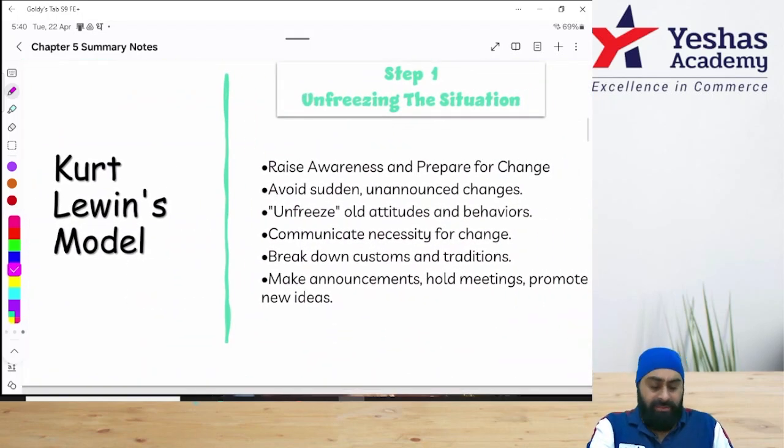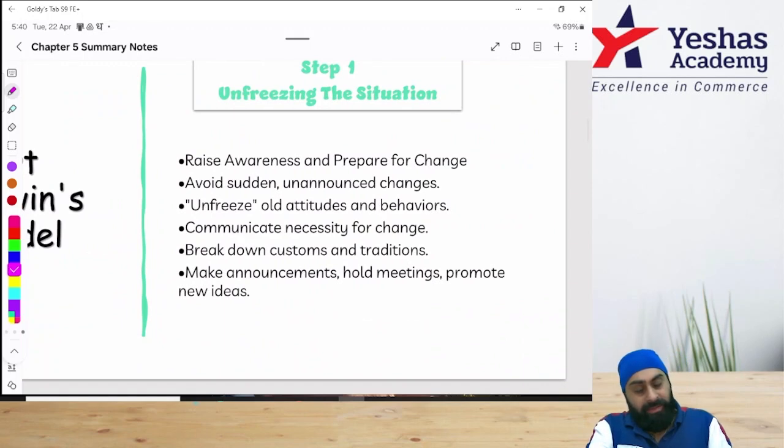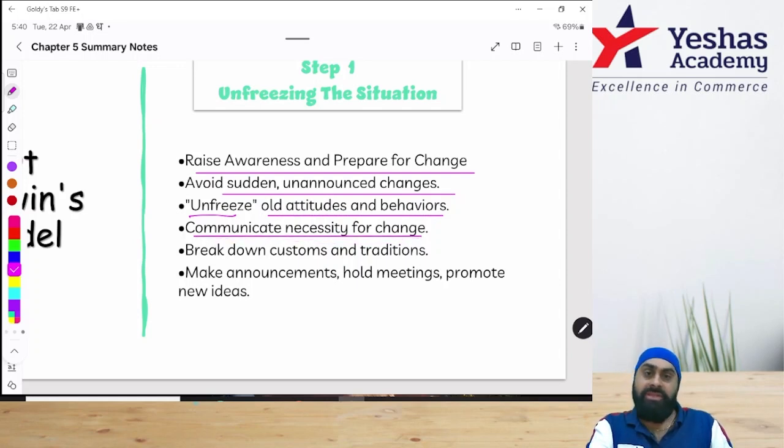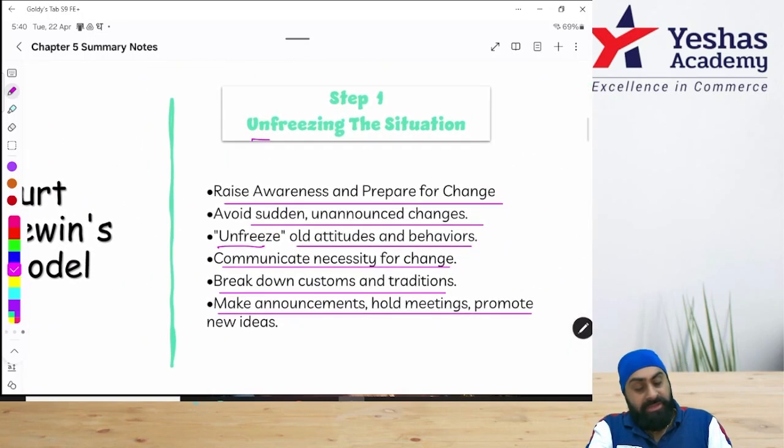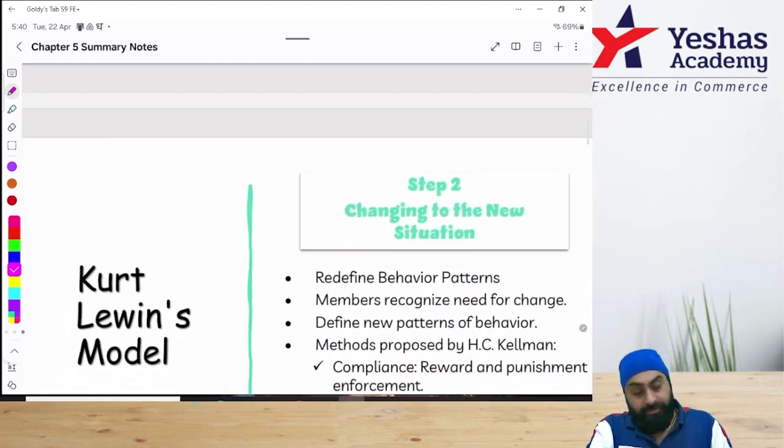Now let's talk about Kurt Lewin's model. Raise awareness and preparation for change. Avoid sudden unannounced changes. Unfreeze the old attitudes and behaviors. Communicate the necessity for change, why a change is necessary. Break down customs and traditions. What are the traditions? Why are we doing this? Understand that. Make announcements and hold meetings to promote new ideas. So the first step is unfreezing the situation. These are the steps that you need to do to unfreeze the situation.